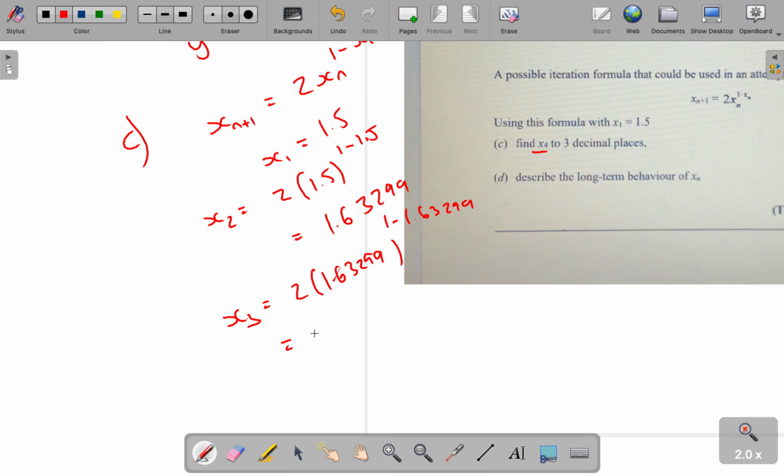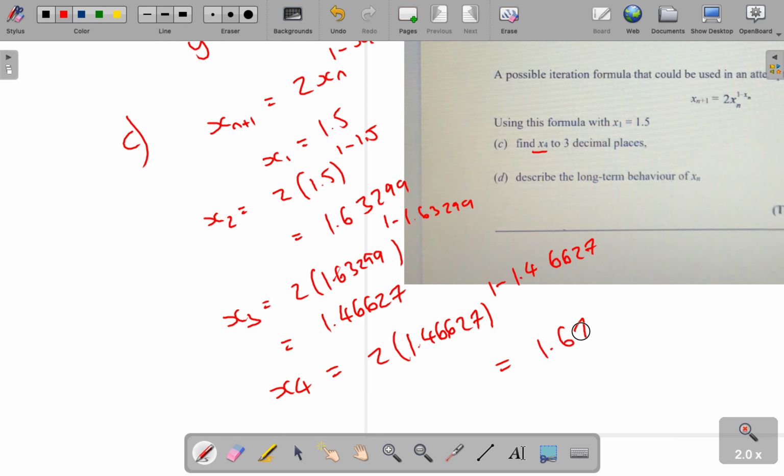So x3, the third value here, is 1.46627, and then for the last one, x4, we are going to get 2 times 1.46627 times (1 minus 1.46627), and this gives us 1.67313. This is where we're up to, so essentially to 3 decimal places, 1.673 should be your answer here.